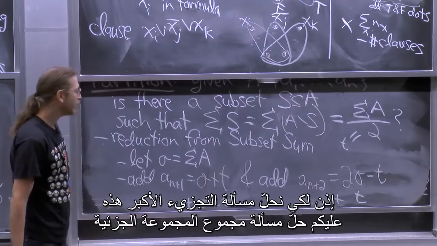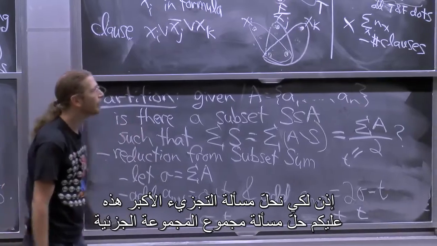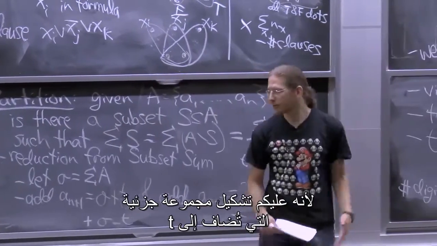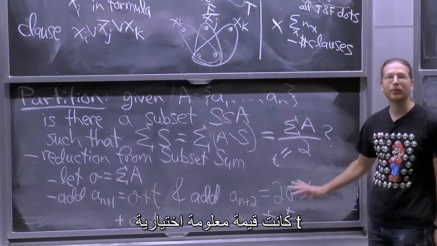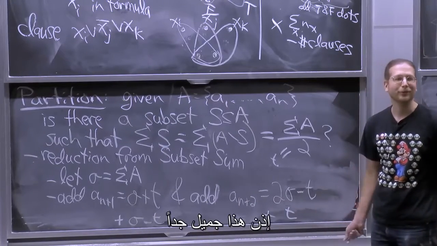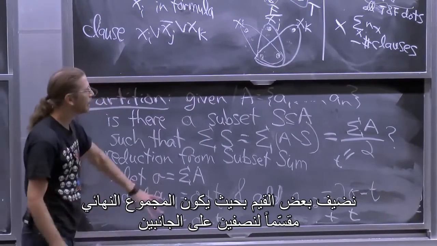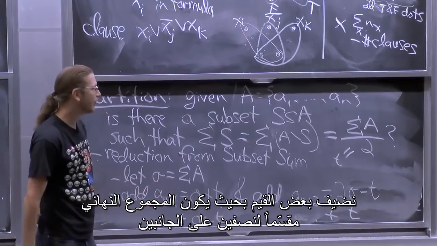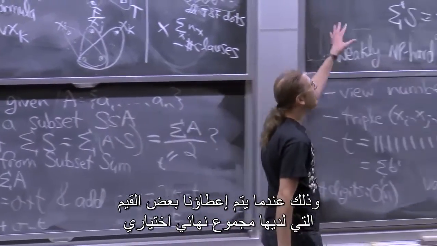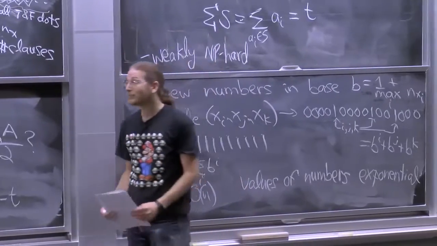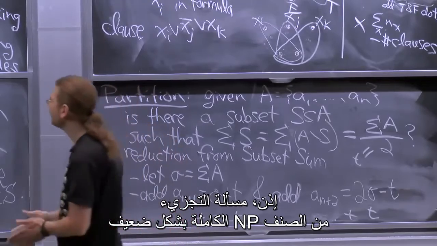So in order to solve this slightly larger partition problem, you have to actually solve the subset sum problem, because you have to construct a subset that adds up to t. t was an arbitrary given value. So this is pretty nifty. We're adding some values so that the new target sum is the 50-50 split when we're given some values that had an arbitrary target sum. All right, so partition is weakly NP complete.